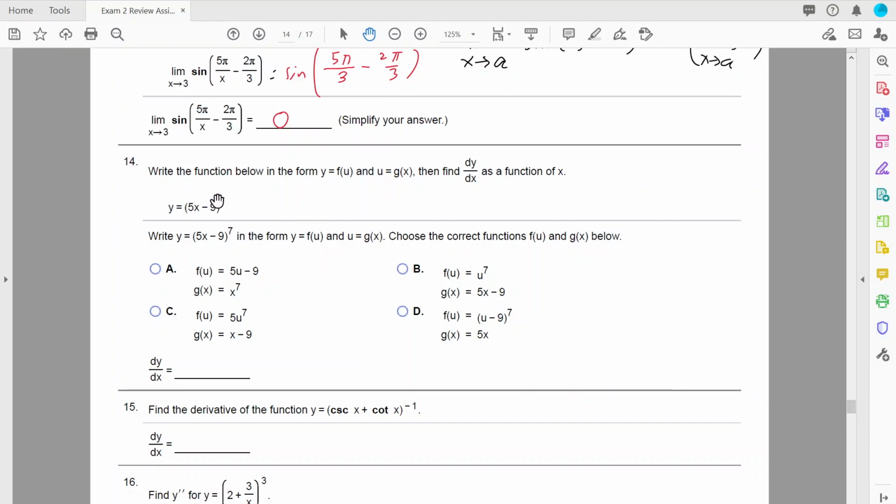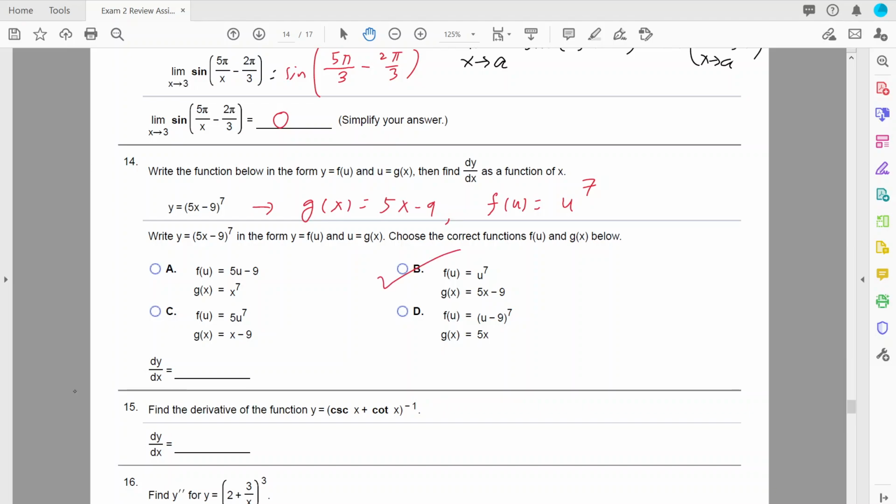For problem 14, this is the composition of two functions. One function we can assume is 5x minus 9. Another function we can assume is u to the power 7. Here we are asked what is f of u and what is u, or g of x. Always choose g of x as the function inside the parentheses. By doing that, we can assume g of x equals 5x minus 9, and f of u is u to the power 7. Don't forget that u means g of x, so it's basically g of x to the power 7. That option is given here as B, so this is the right option.